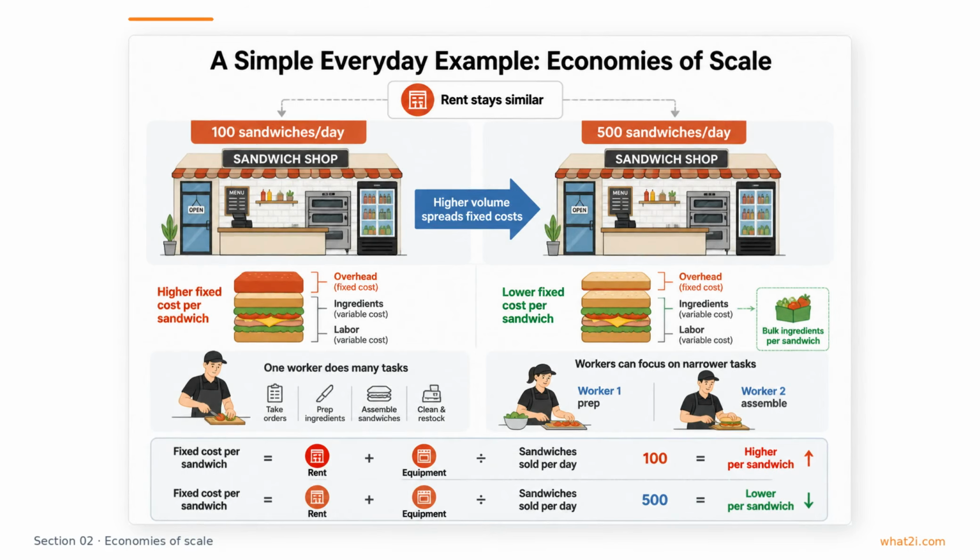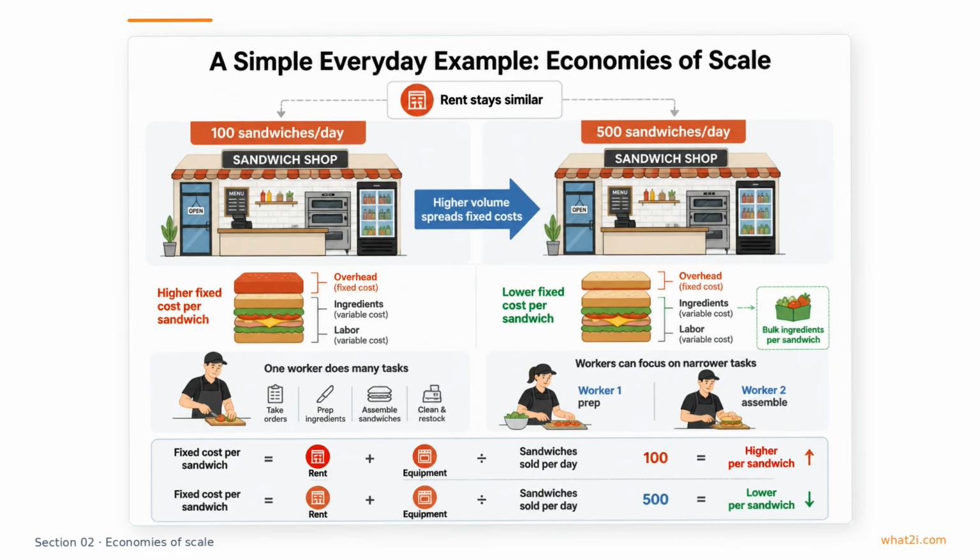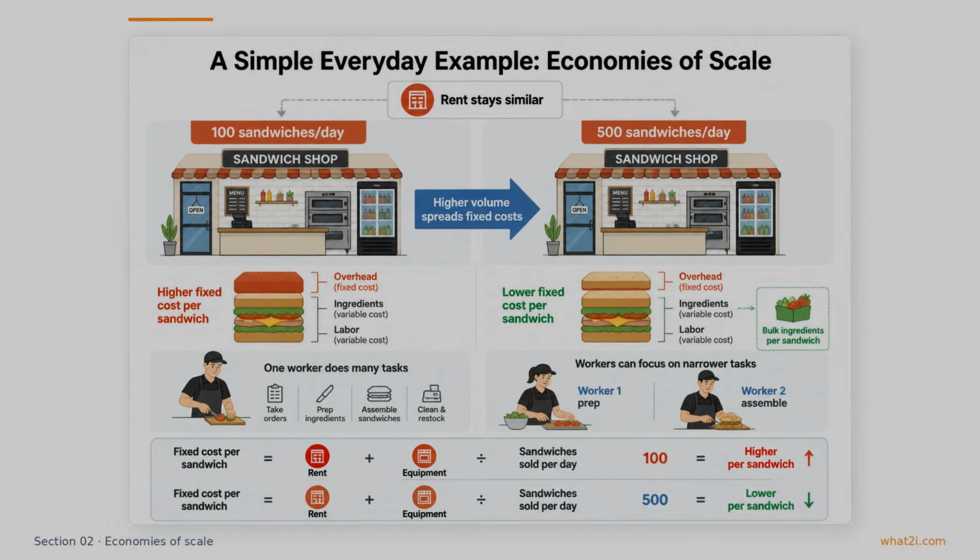A sandwich shop is a simple, everyday example. Whether it sells 100 sandwiches or 500, the rent and much of the kitchen equipment may be basically the same. At higher volume, each sandwich carries a smaller share of that overhead. The shop may also get lower ingredient prices by buying bread, meat, and packaging in larger quantities. Work can become more specialized too, with one person prepping ingredients while another assembles orders. The result is lower average costs per sandwich, even though the total monthly spending of the shop may be higher.